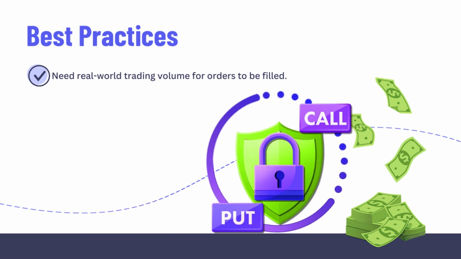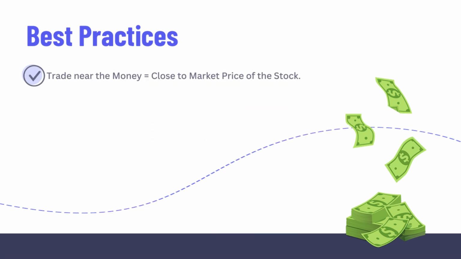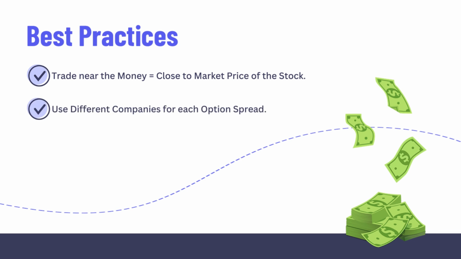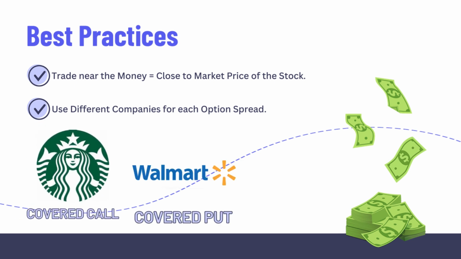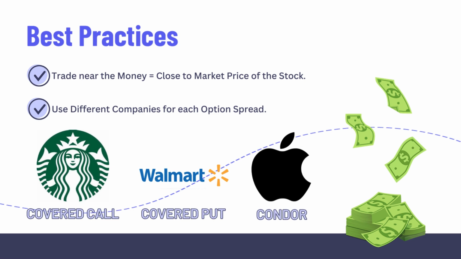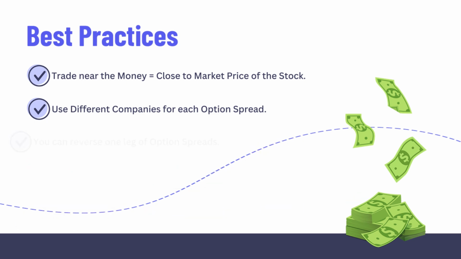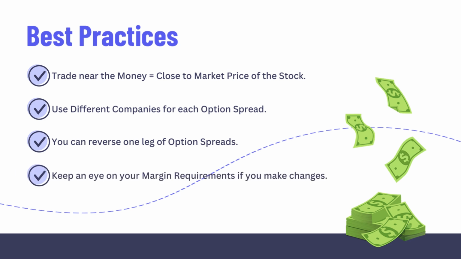Here are some other best practices for trading options. Trade options that are near the money or near the price of the underlying stock. If you want to experiment with different option spreads, use different companies for each so you can easily tell them apart. For example, have a covered call on Starbucks, a covered put on Walmart, and a condor on Apple. Spreads are not tied together, so you can reverse one leg of a spread trade. However, this could have an impact on your margin requirements, so make sure to keep an eye on that.